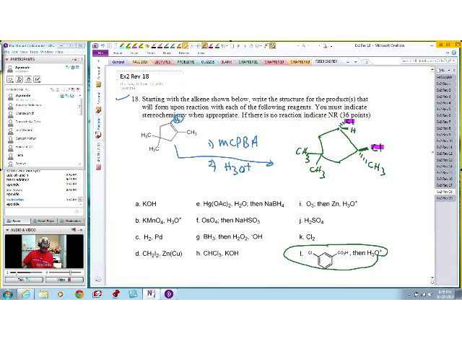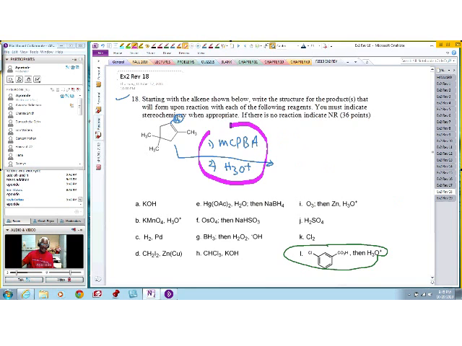Then if you follow that up with the acid, what does it give you? This reagent here, this combination right here, what does it do? What it does is to add, this is hydroxylation. In other words, you are going to add two OH groups across the carbon-carbon double bond in a trans addition. That's what that reagent will do.